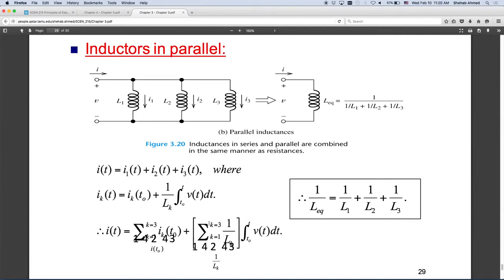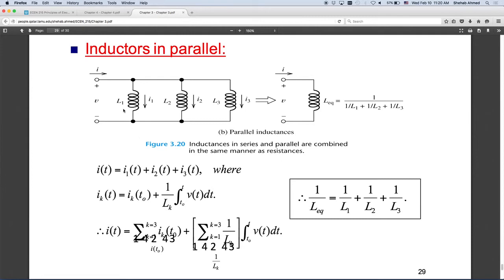The proof is similar. I'm sorry, when I converted to PDF, the summation terms under the sum for some reason became big there. But the proof is very similar. So the total current is equal to the sum of the individual currents. The individual current, if you forget about the initial condition, is equal to 1 over the individual inductance, multiplied by the integration of the voltage.